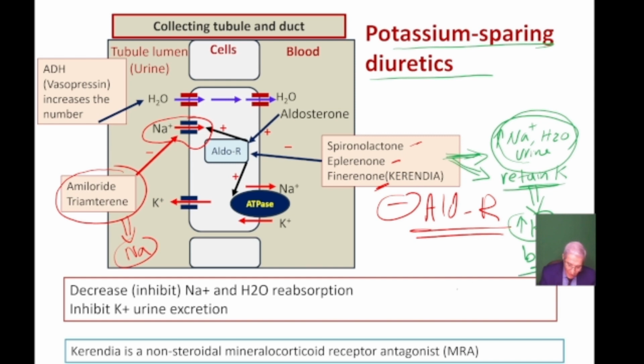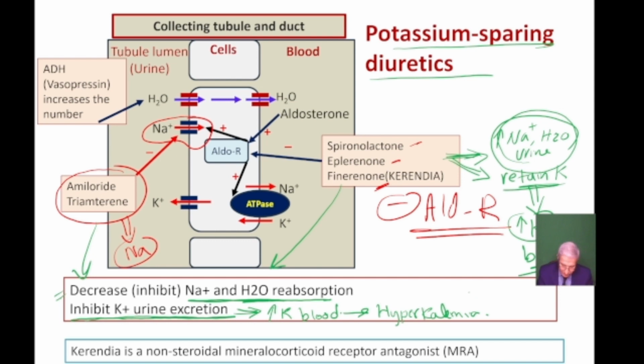Okay, this is a summary here. The group of medication: spironolactone and triamterene. They inhibit or decrease sodium and water reabsorption, inhibit water reabsorption, and inhibit urine excretion. This will lead to increased potassium in the blood and may cause hyperkalemia.